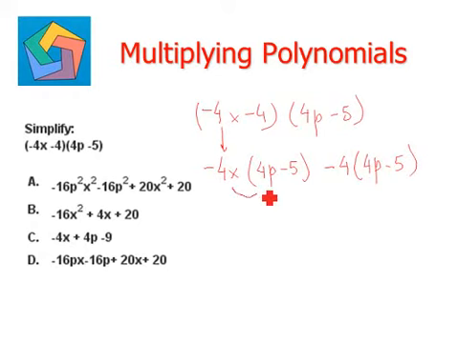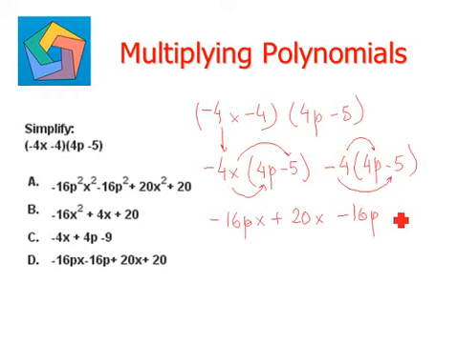Negative 4x times 4p is negative 16px. Negative 4x times the negative 5. So the negative and the negative when multiplied become positive. 4 times 5 is 20, and the x here. Negative 4 times 4p is negative 16p, and then a negative times a negative is a positive, and 4 times 5 is 20.